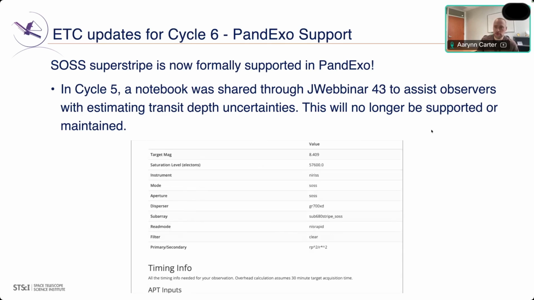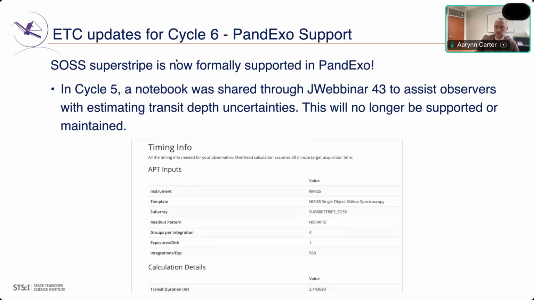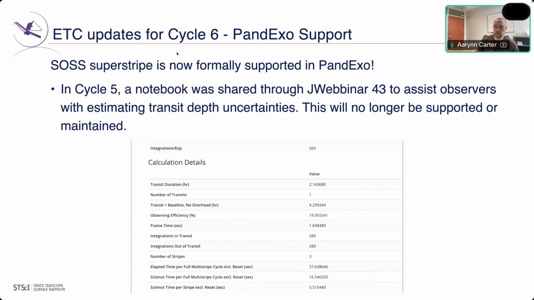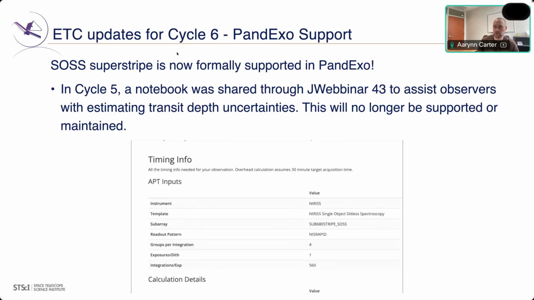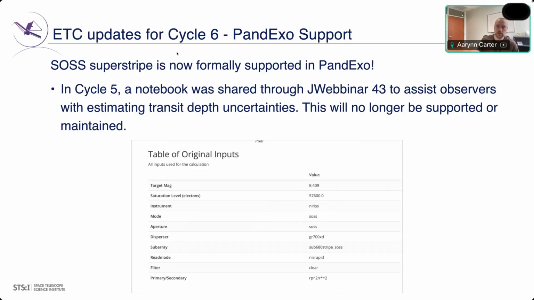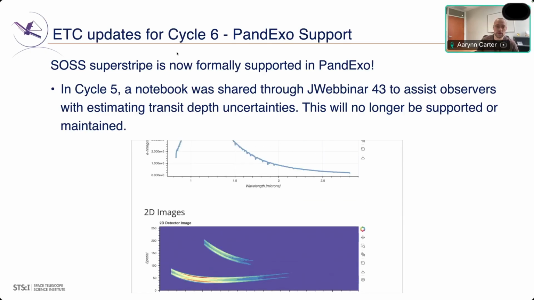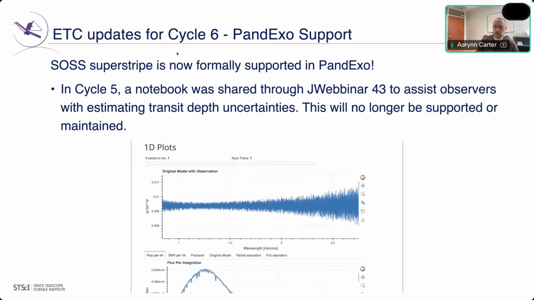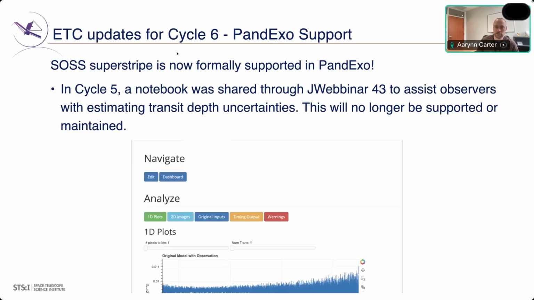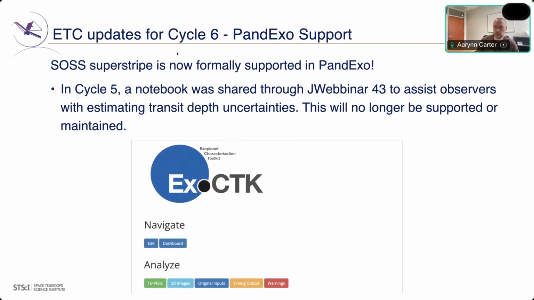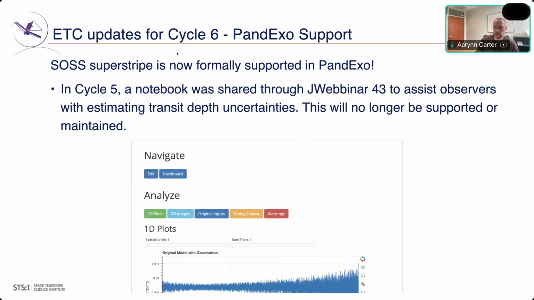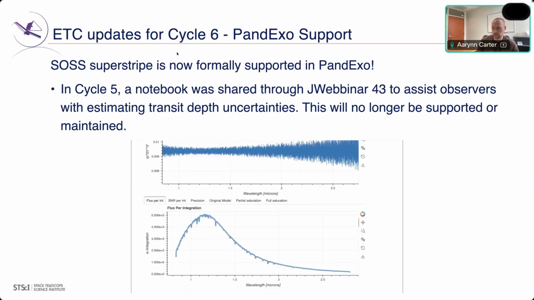One thing I also want to mention is that in cycle 5, we shared this notebook to assist observers with estimating transit depth uncertainties because we didn't have the Pandexo set up. And I just want to make it clear here that that's not going to be supported anymore or maintained. So folks should really focus on using Pandexo for all of their calculations or their own personal methods.